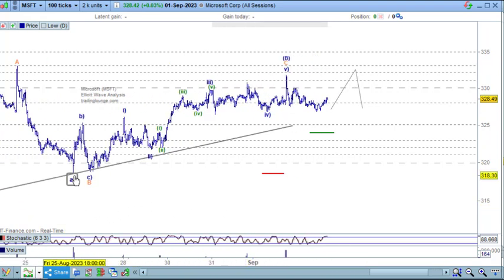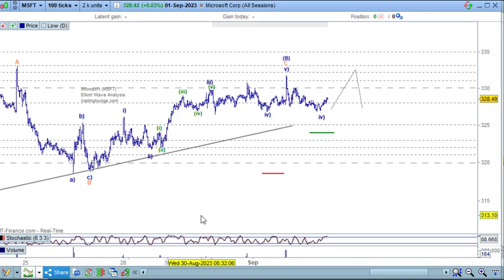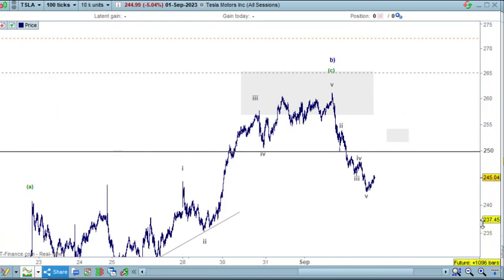Maybe a bit like Netflix, we need to use this one here as wave 1 and 2 and bring this across over to here. Anyway, I won't put the short trade in there because I don't have a good setup. I'll just wait. And then we come to Tesla.